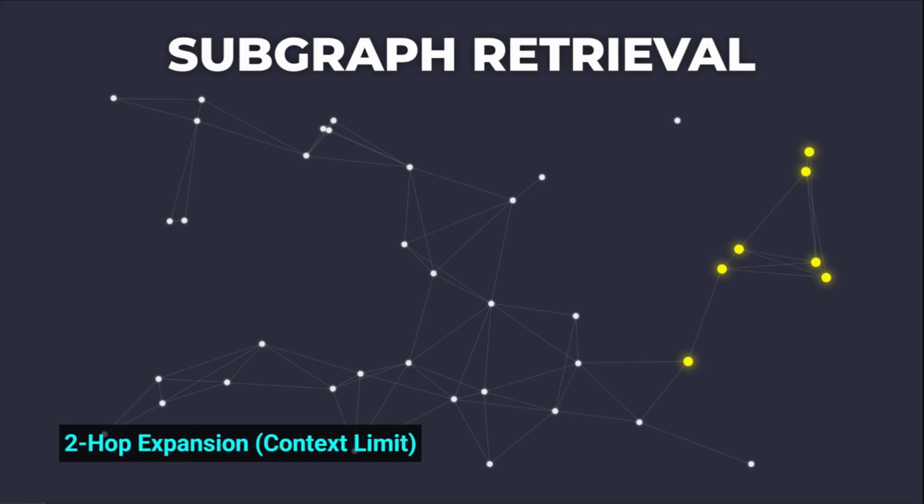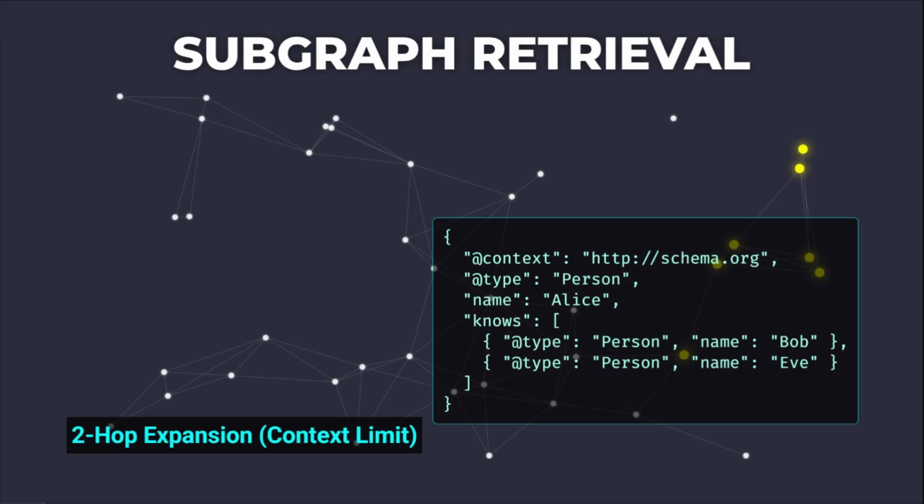This limits the retrieved context size, preventing prompt overflow issues. The resulting subgraph is serialized into a structured text format. This format, often Turtle or JSON-LD, is then injected into the LLM prompt. Efficient subgraph extraction minimizes latency during the RAG cycle.